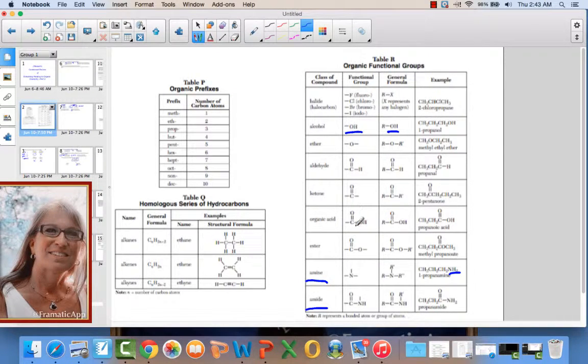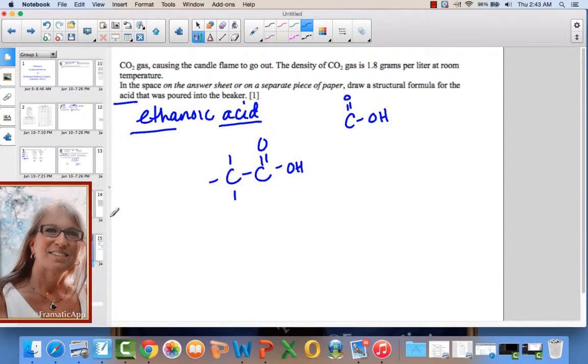Organic acid, C double bond O OH. And here, look at the example. The example was propanoic. Prop means 3 carbons. So all you have to do is shorten this to 2 carbons, and then make sure that you have enough H's on that end carbon, that it has 4 bonds, which is what I did here. Okay, moving along.